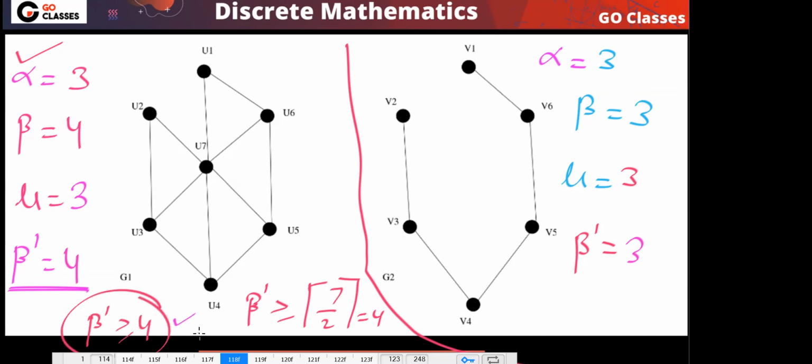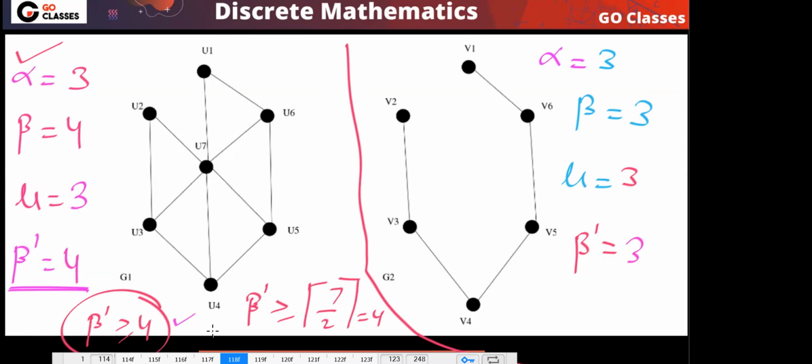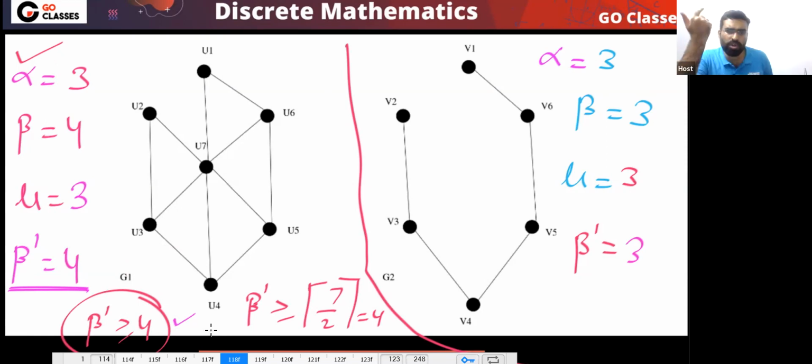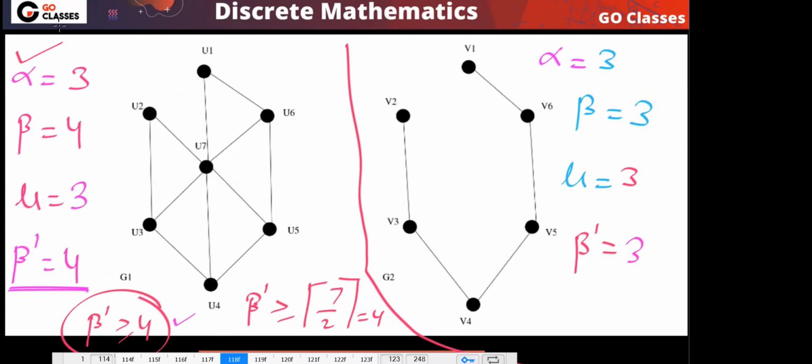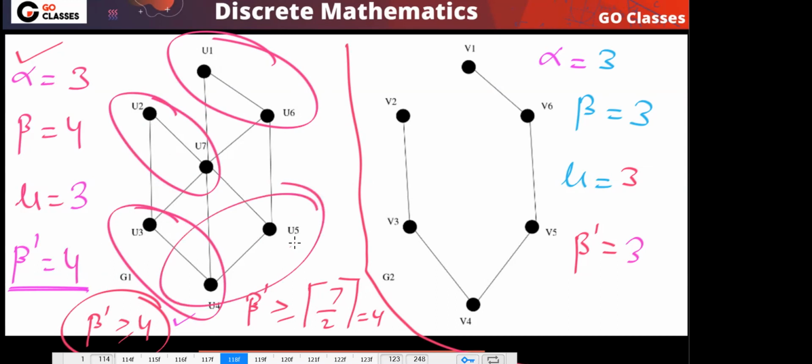Beta dash cannot be less than 4. Now all you have to check is, can we cover using 4 edges? Can anyone tell me what you have to check? So very easily you can cover using 4 edges. You can take this edge, this edge, this edge, and this edge. So 4 edges are enough to cover all the vertices.